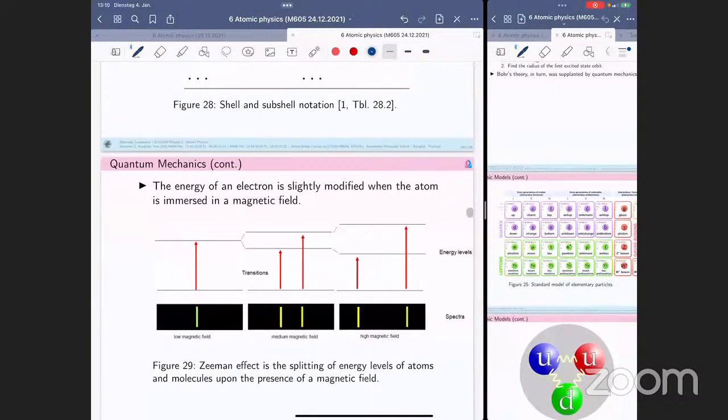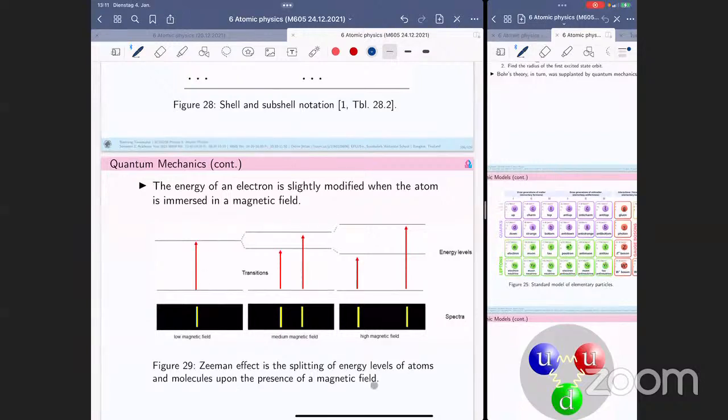Yeah, at this experiment, physicists got into trouble. So what is the reason behind this? Once they found this experiment, this phenomenon, this effect is known as the Zeeman effect. The Zeeman effect is the splitting of energy levels of atoms and molecules in the presence of a magnetic field.